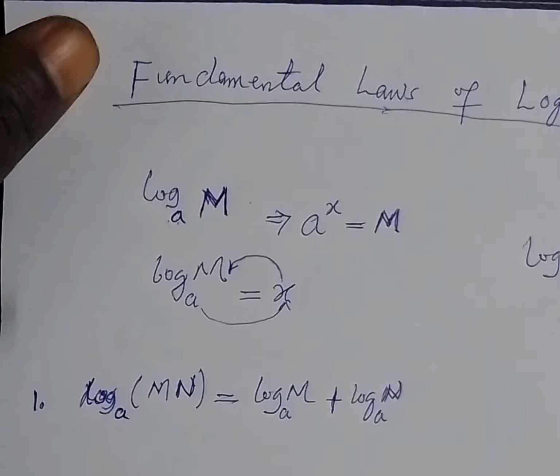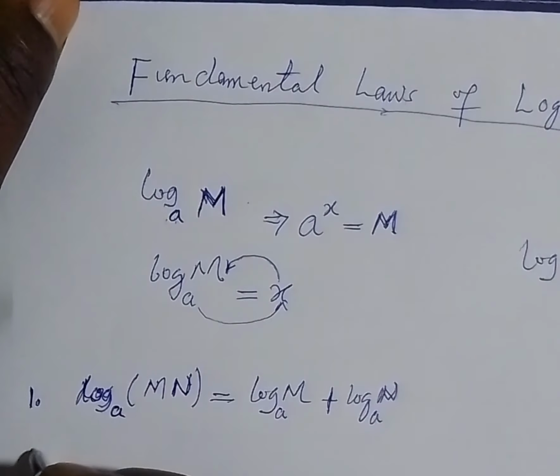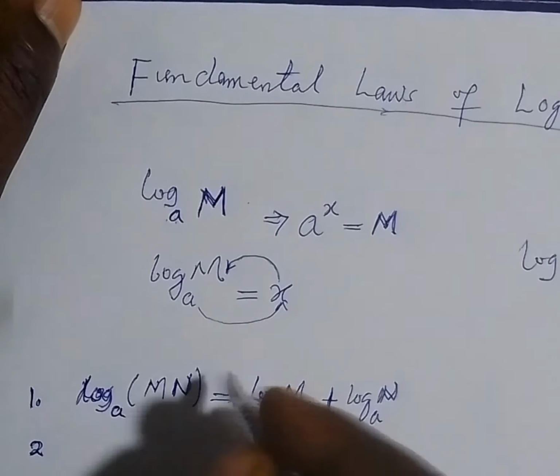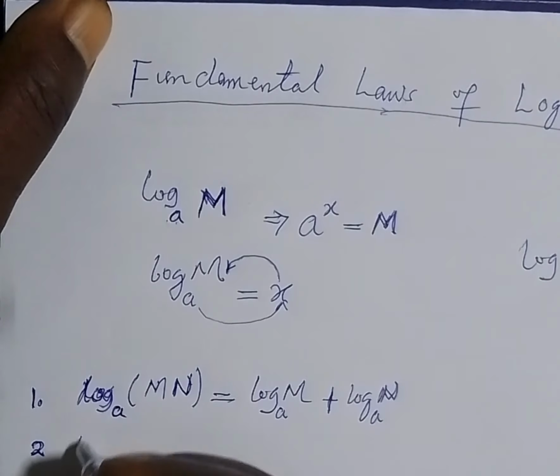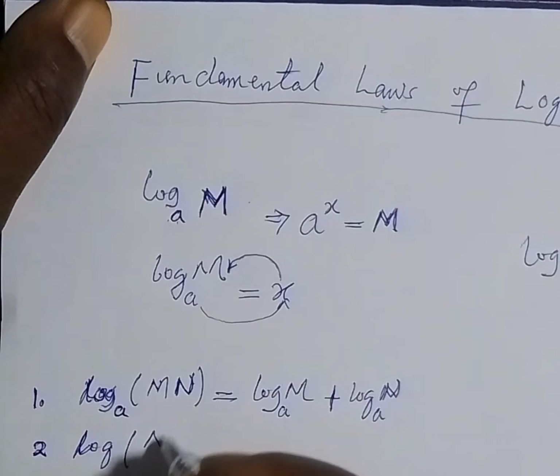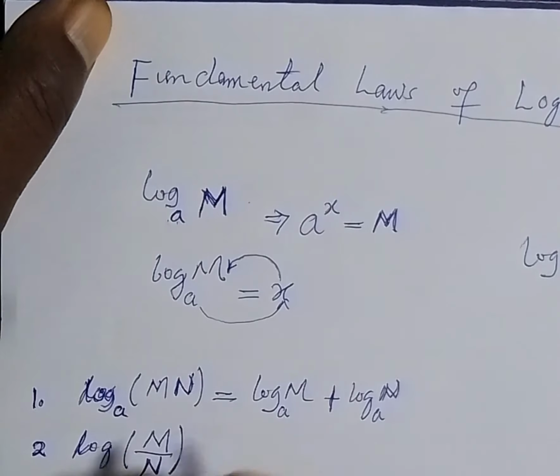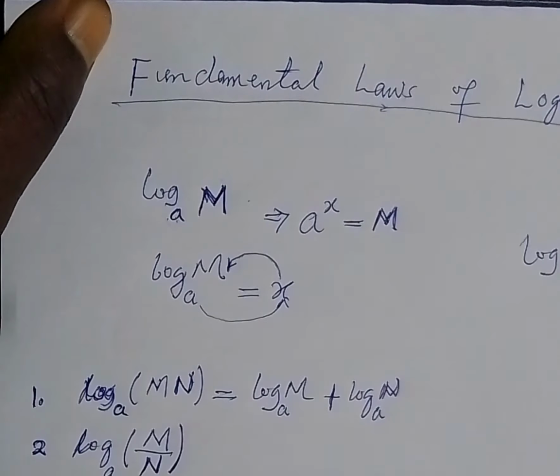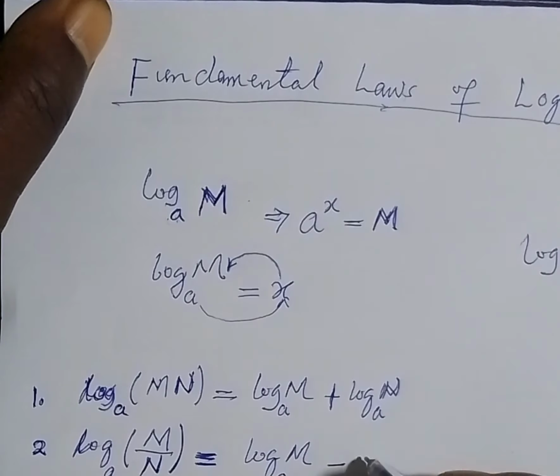Now the second law is similar to it, but in this case we are looking at division. If I have two numbers m and n, and m is divided by n, to a certain base a, the law says this should be log m to base a minus log n to base a.